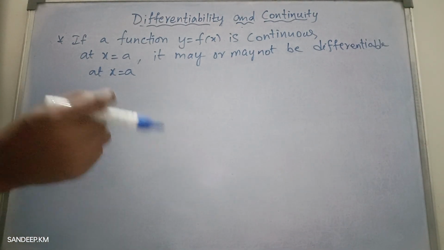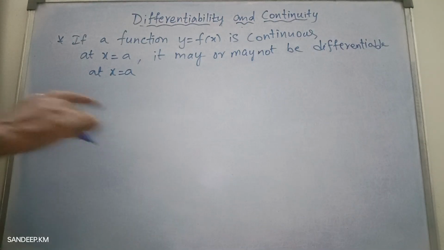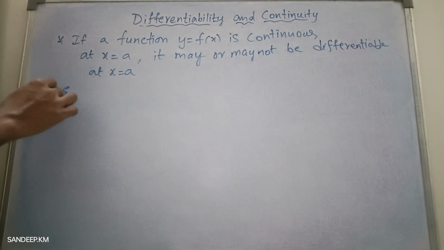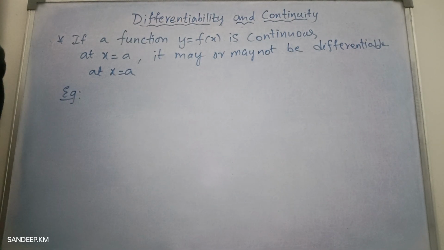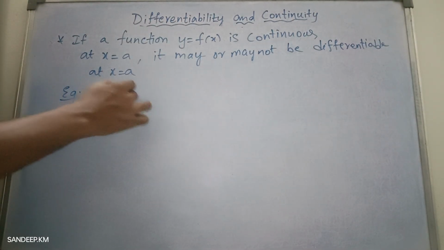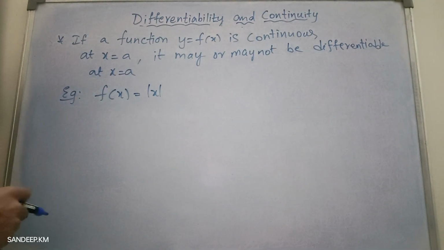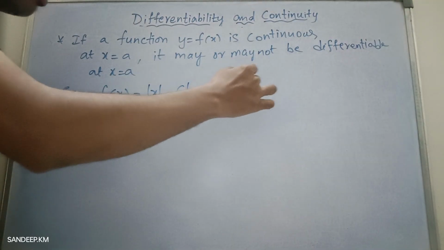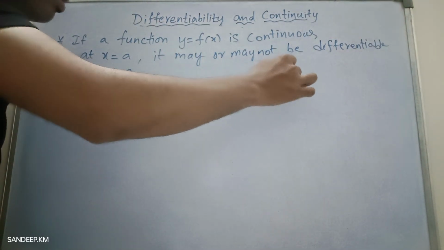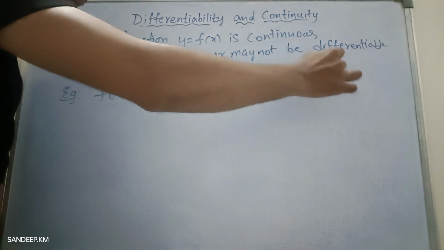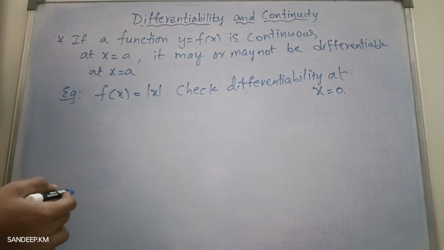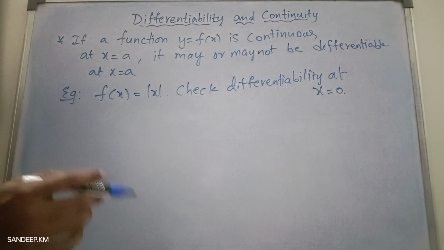Here I would like to give you one particular example where the function is continuous but not differentiable at x equal to one particular number. For this, let me take f of x equal to mod x, and let me check whether it is differentiable or not at x equal to 0. So check differentiability at x equal to 0. Okay, let us see whether the function f of x equal to mod x is differentiable or not at x equal to 0.